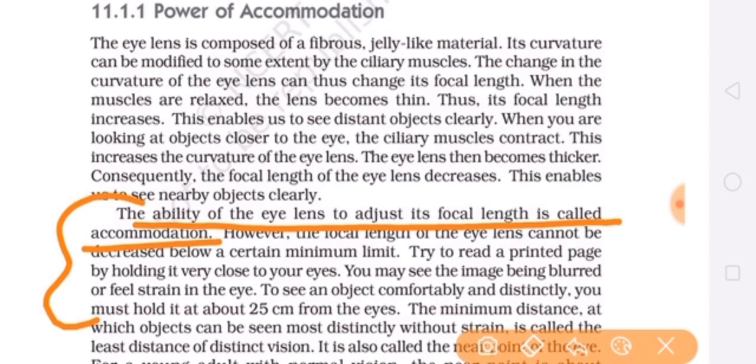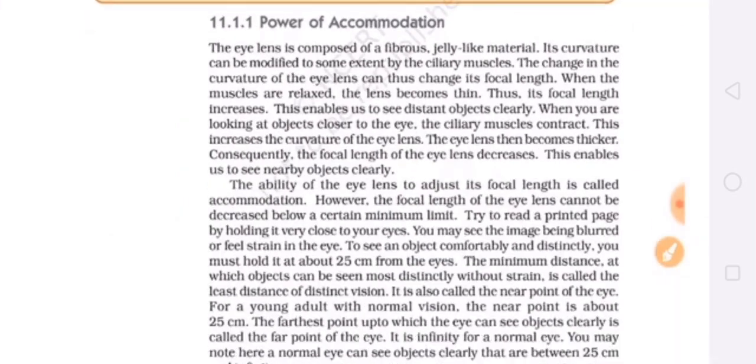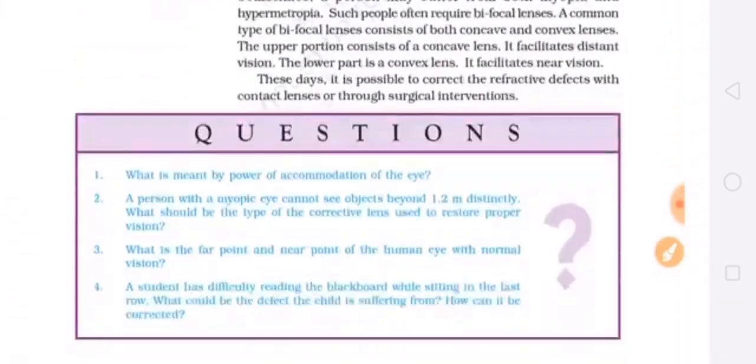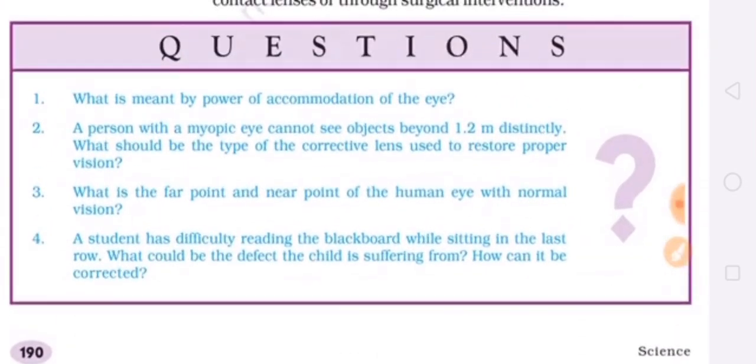And what is the second question? The second question is, a person with a myopic eye cannot see objects beyond 1.2 meter distinctly. What should be the type of the corrective lens? So what will be the corrective lens? Because it is myopia, which type of lens will be used? Concave lens will be used.